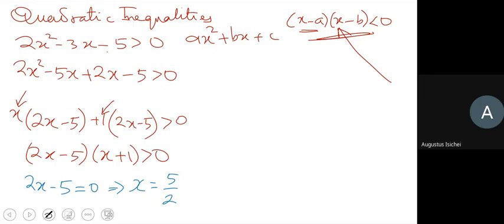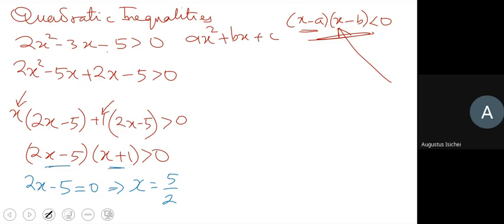If you don't understand how I got 5 over 2, let me know. I'm trying to be fast now because of time, but if you don't understand, I will explain. Do you all understand how I got 5 over 2? Yes, okay, good.